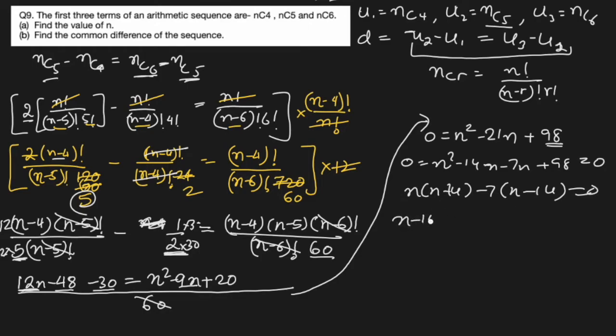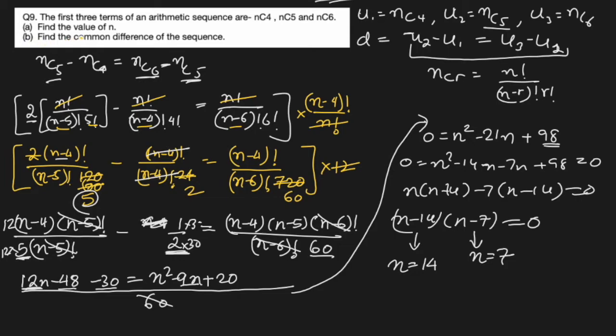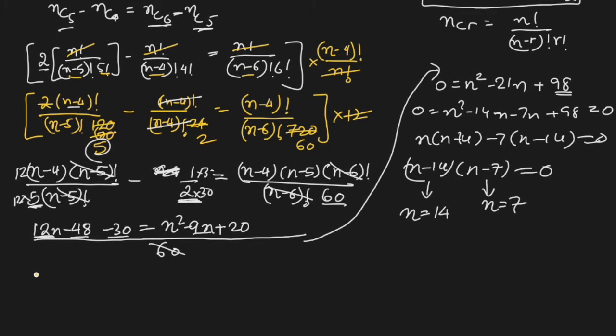So (n − 14)(n − 7) = 0. So we get two values of n: n = 14 and n = 7. Here they are also asking in part B to find the common difference of the sequence. Now we know the first, second and third terms, so we can find their common difference. So let's find them now. But there will be two cases, one when n is 7.